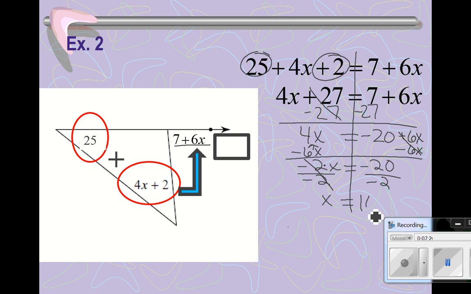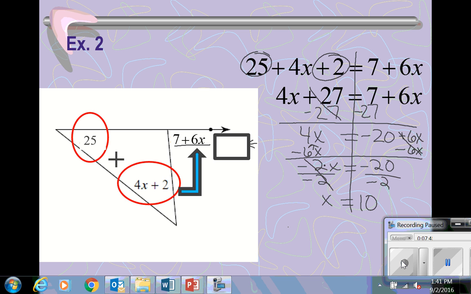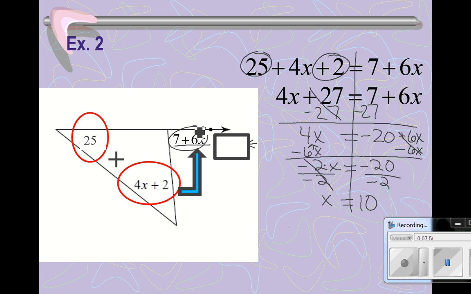positive 10. And I'm not finished yet because I don't have an answer for this box right here. So I have to use that 10 and substitute it into my expression and figure out what that angle measurement would be. When you substitute into 7 plus 6x, you would have 7 plus 6 times 10, and because order of operations tells us to multiply first, we would have 7 plus 60, which is 67, and 67 degrees would be our answer for the exterior angle measurement.